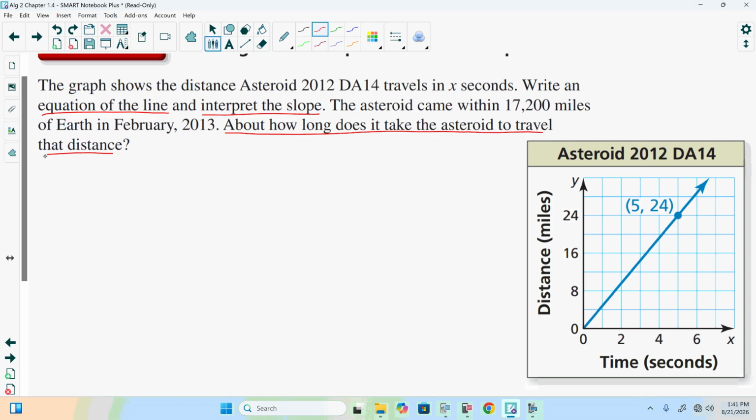So the first thing we're going to need to do is we do need to find the equation of the line. But to do that, we really need to figure out what the slope is. Slope, our m.